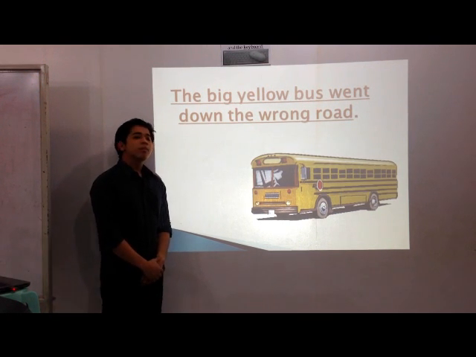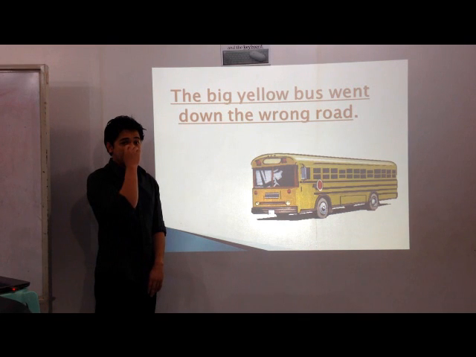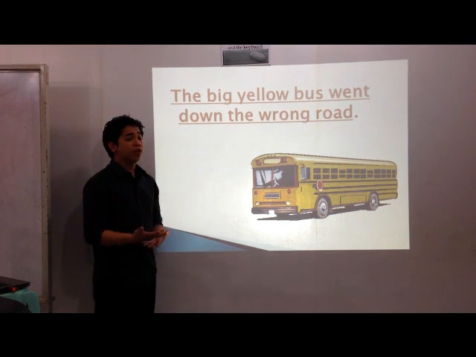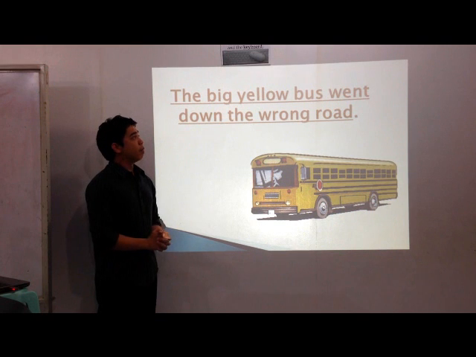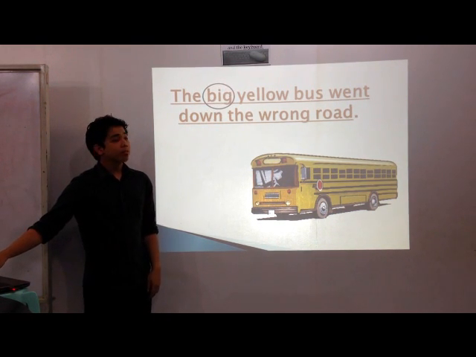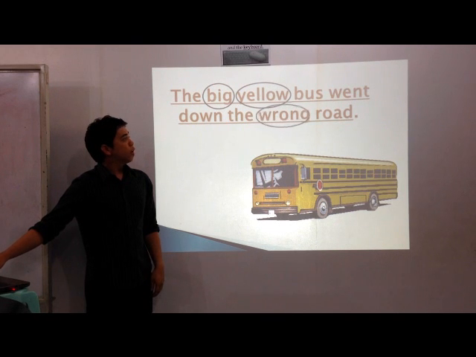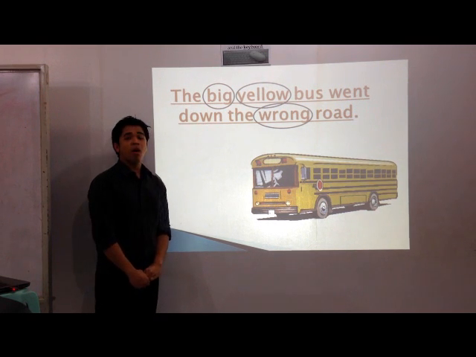Next, the big yellow bus went down the wrong road. Again, you have to figure out first what the nouns are. The nouns are bus and road. Now, the words used to describe bus and road are, of course, big, yellow, and a road which is wrong. So these big, yellow, and wrong are what you call the descriptive adjectives.